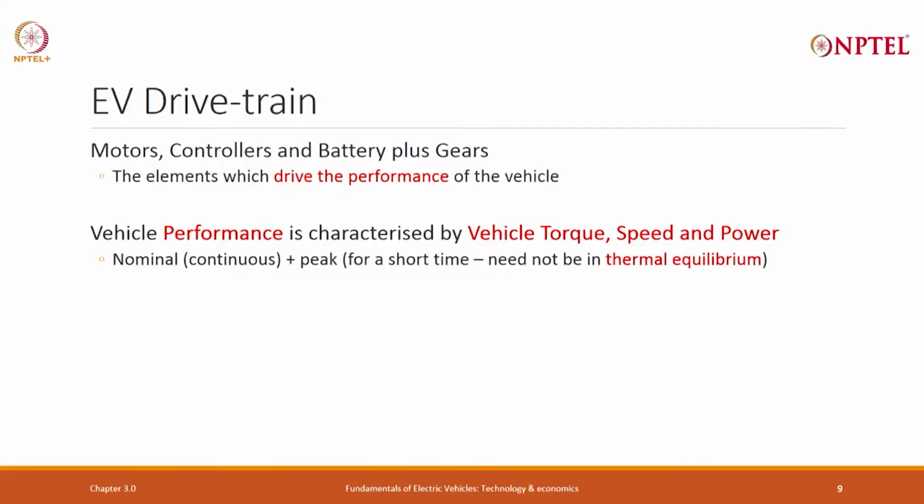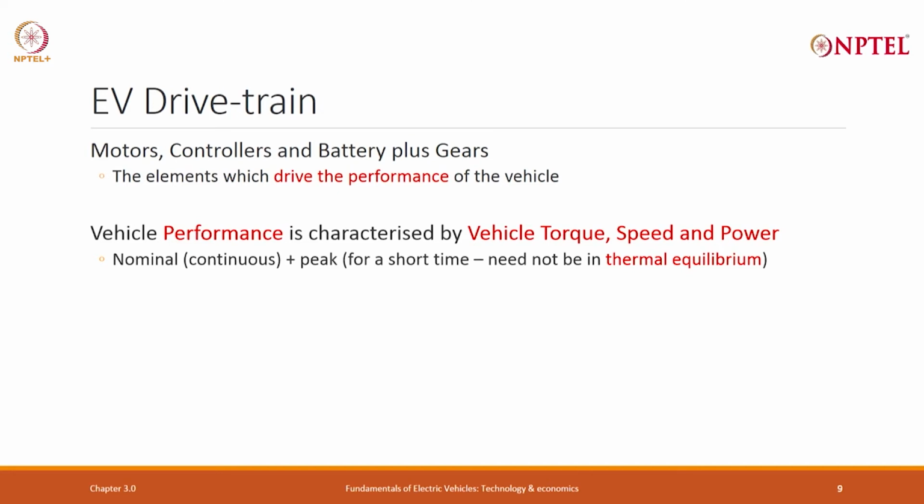How do you characterize vehicle performance? Vehicle performance is characterized by vehicle torque, vehicle speed and vehicle power, these three. Are you getting sufficient torque at the speed that you want and the power that you require? These are the three most important parameters, and for all of them the terms continuous and peak are used. So you talk about continuous torque and peak torque, continuous power and peak power, particularly for power.